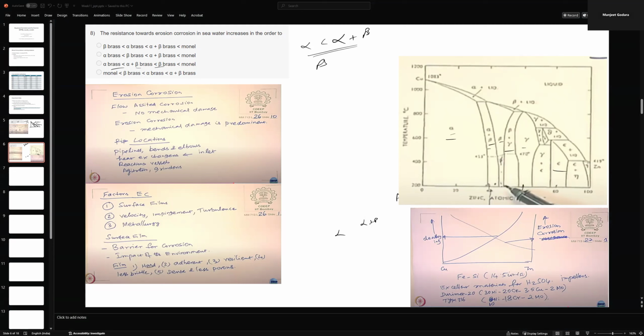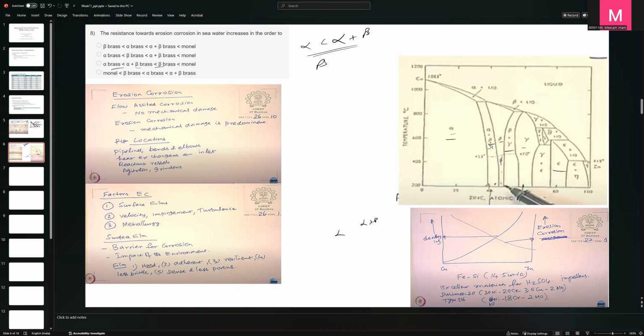And Monel, nickel copper, we showed here, highest. What about alpha plus beta brass? It should rise somewhat in between, right, if you just go by the erosion corrosion.